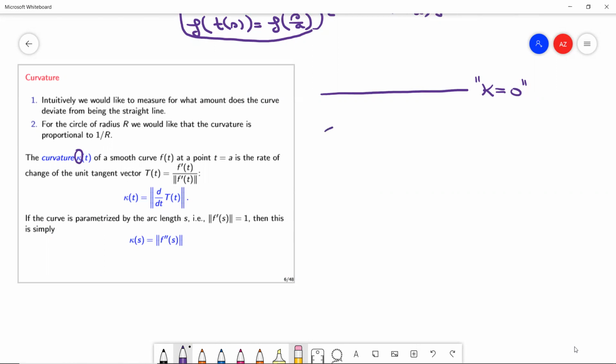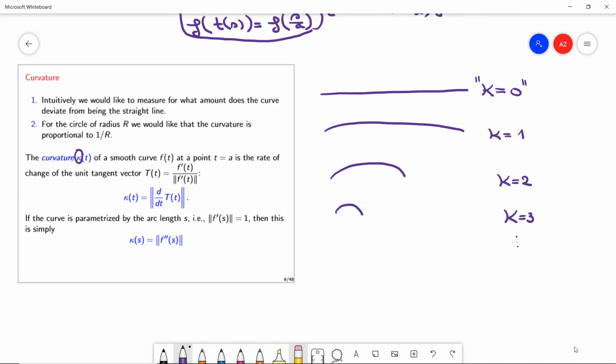But then if the curve is slightly bent like that, then the curvature should grow. For example, it should be 1. And if it's bent even more, then it should be even bigger, and so on. So how would we define a proper amount which would measure how bent our curve is?